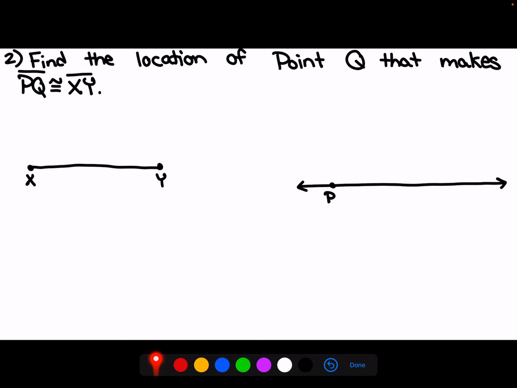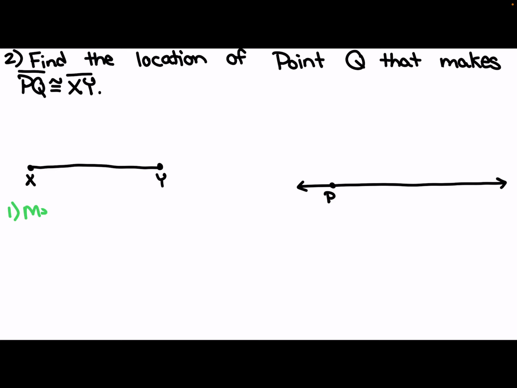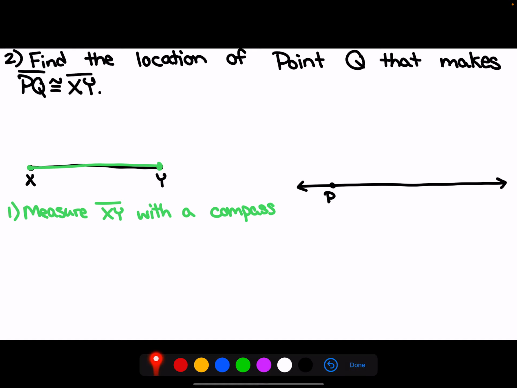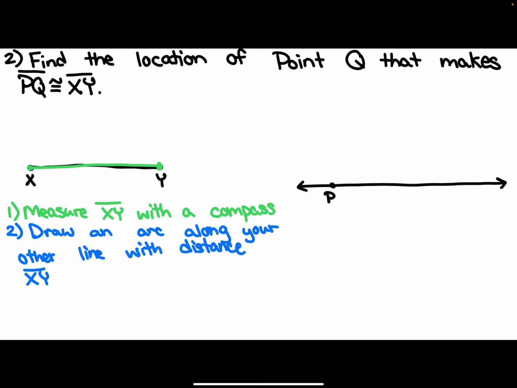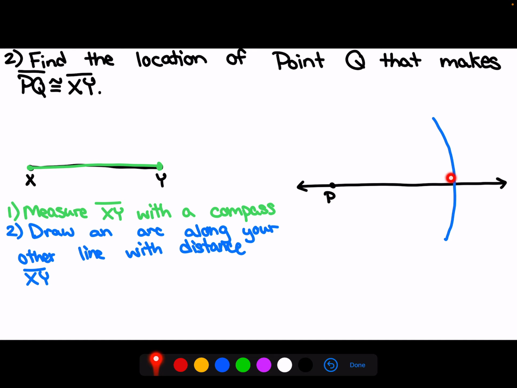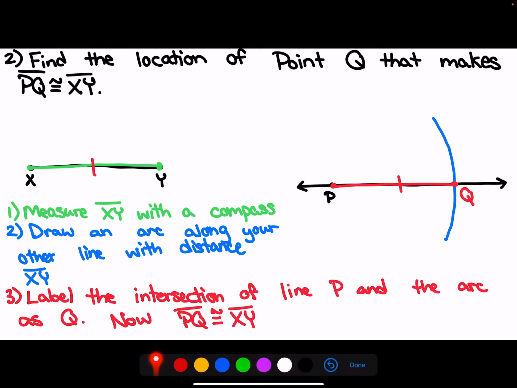So first off, the first thing I'm going to do is measure XY with a compass. I'm going to put the point of my compass on X, and measure with the pencil end on Y. Now that I've measured XY, I'm going to put the point of my compass on P, and create an arc that is length XY. I'm going to label that point as point Q. Now, with point Q, we have that PQ is congruent to XY. So we've now created congruent segments.